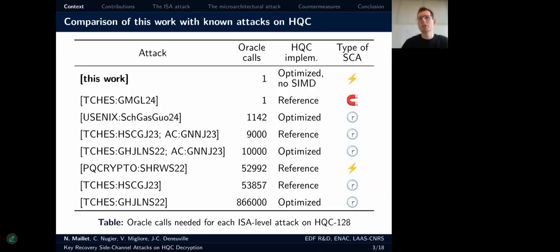So what's really interesting is to target an optimized version of HQC, and here there are only attacks at the architecture level. One of our attacks is on the architecture level, or the ASA level, and is shown here. What we need is only one oracle call, which means that with only one execution of the decoding of HQC we can fully recover the key, and it's done on the optimized version of HQC without the SIMD. It's the first power side channel analysis that we know of since HQC changed its code.